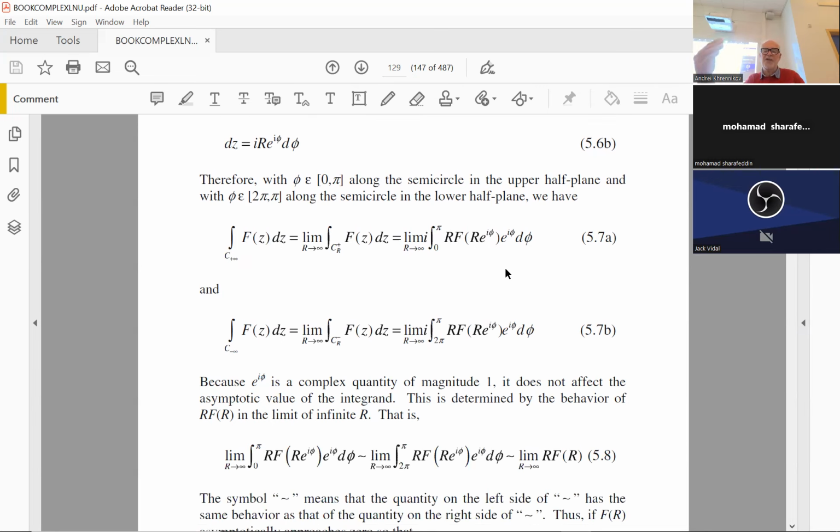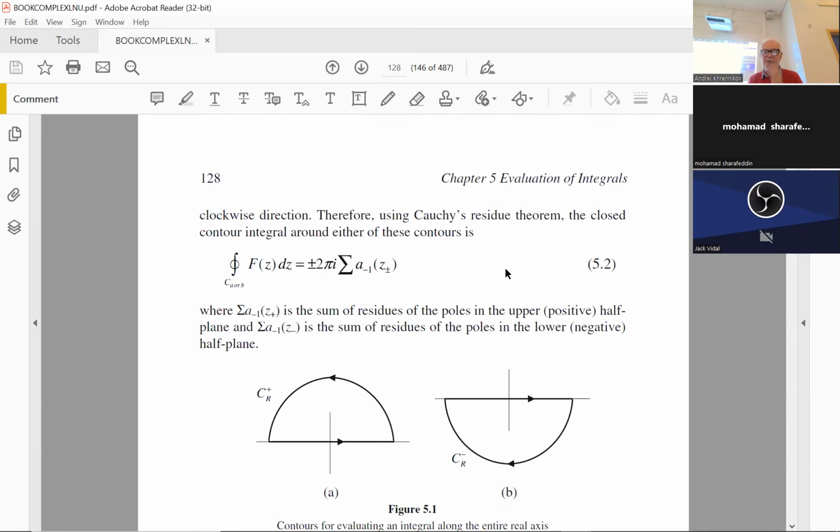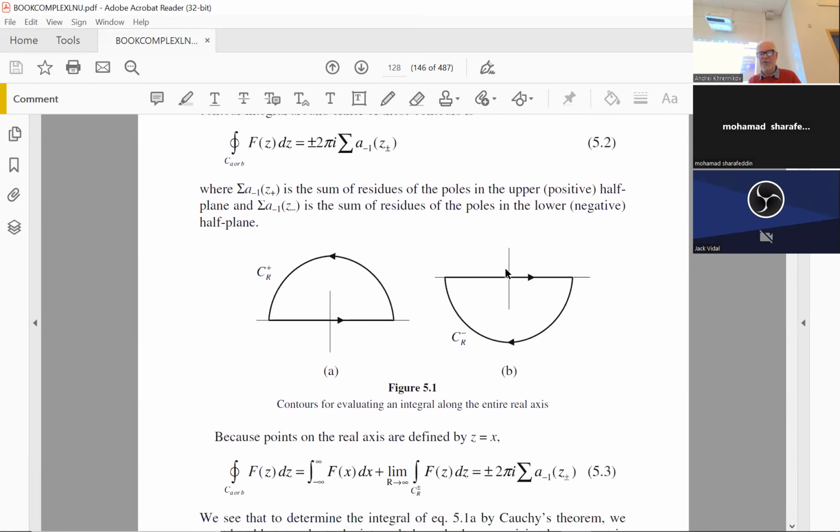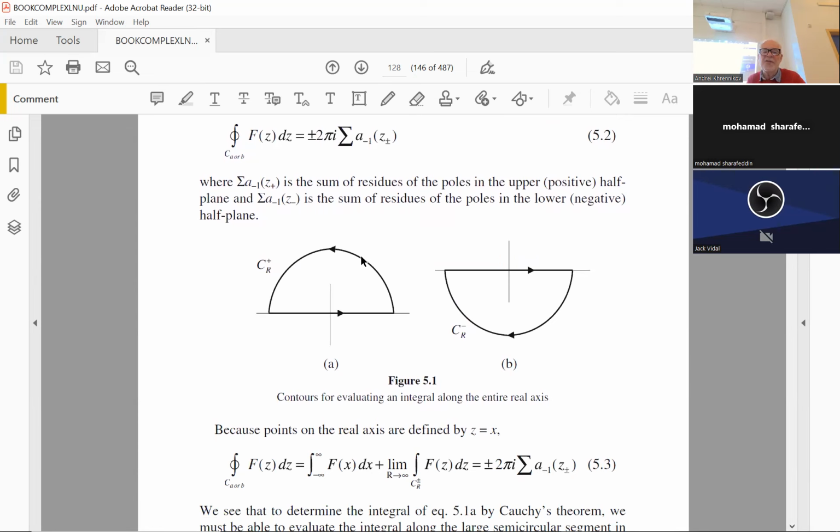They consider both cases. Why do they make two pictures? Why is it not enough to consider only this? Sometimes the function decreases in the upper half plane, sometimes in the lower half plane. So you should understand which integral to take. If the function decreases here, very quickly, you take this integral. If you see that here the function does not decrease, or decreases not quickly, you take this integral.